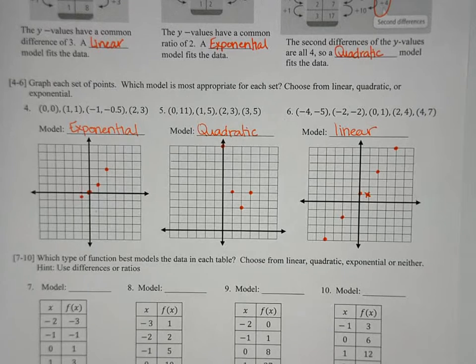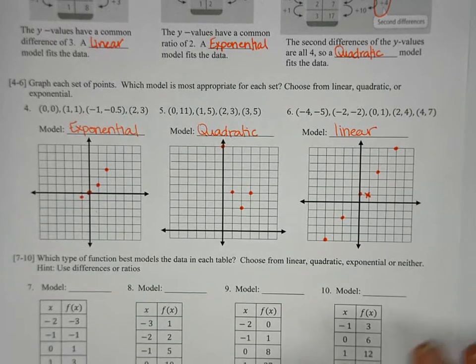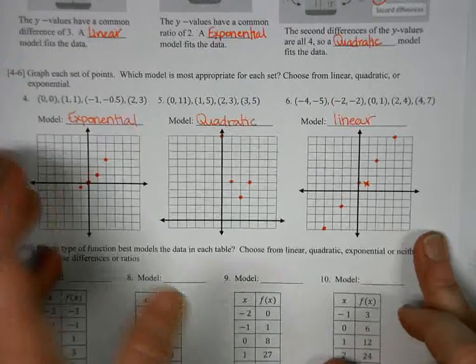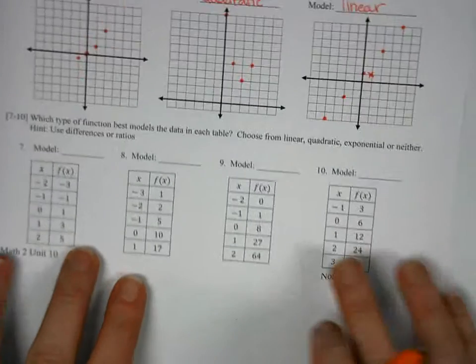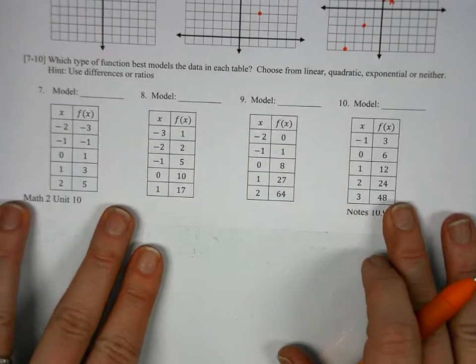Okay, so that's how we're going to do it by looking at a graph. We're just going to plot the points and then look to see, does it go back up? Does it just keep going down, or is it a straight line? Okay, the next part of this is looking at the tables. So here's 4 tables that we're going to look at.